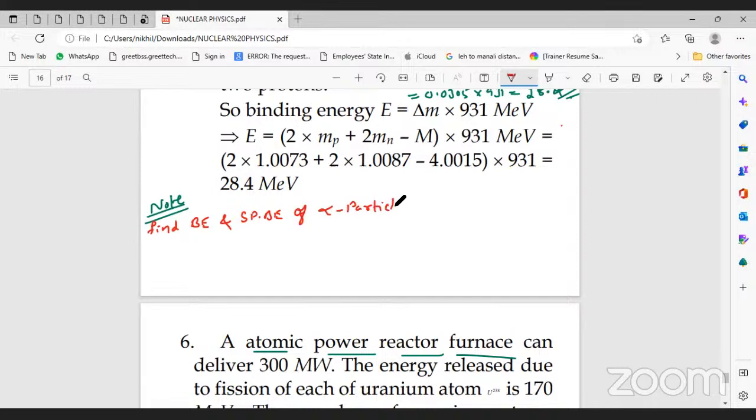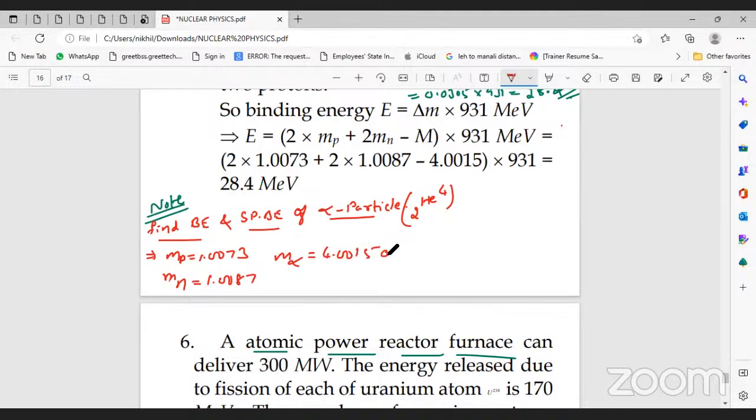Instead of giving that neutron is combined to form proton, everything, they may ask the question like this: find the binding energy and specific binding energy of the alpha particle. What is an alpha particle? You know that it is 2He4. And they will give the mass of the proton, that is 1.0073, the mass of the neutron, that is 1.0087, and in addition the mass of the alpha particle, that is 4.0015. All these masses are in AMU, no doubt.